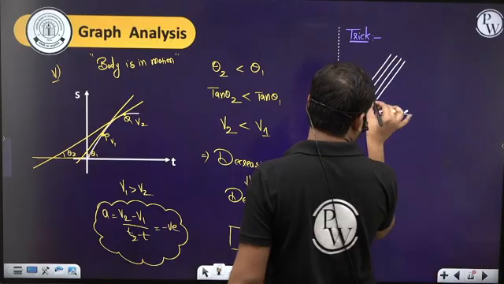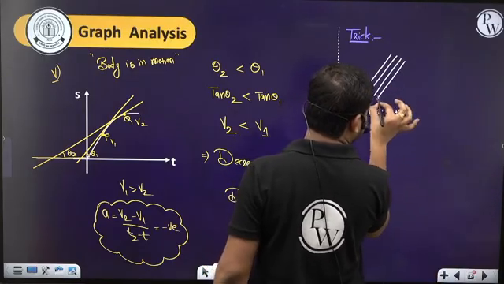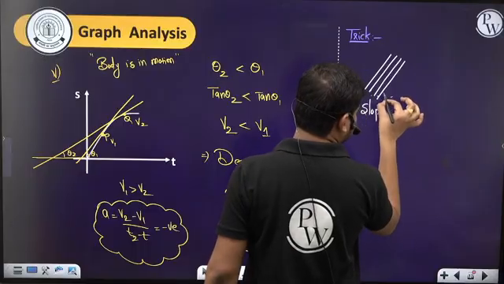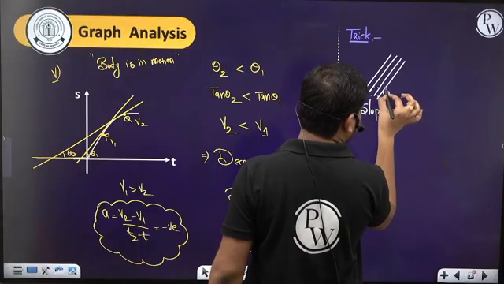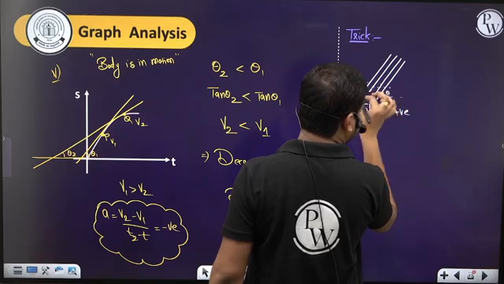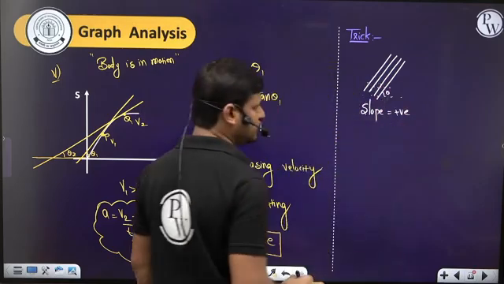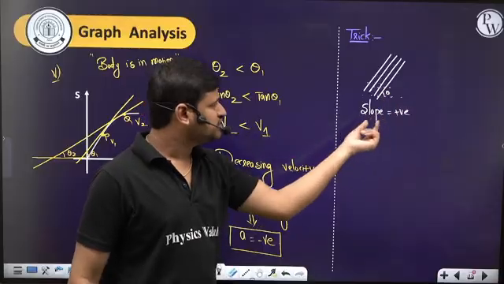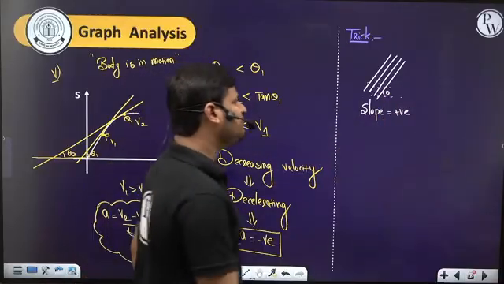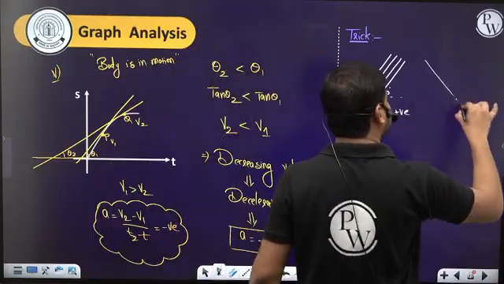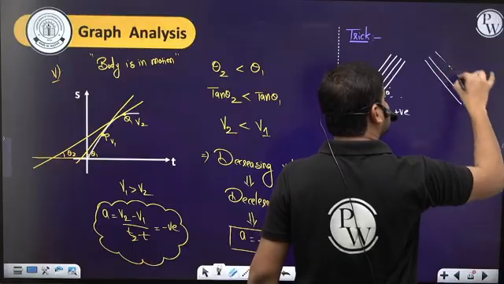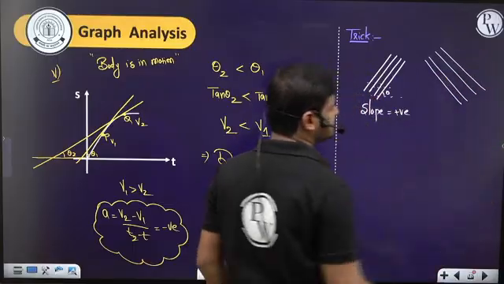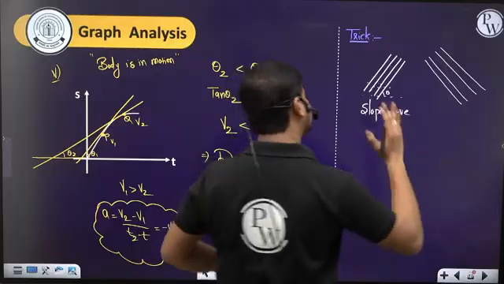How, sir? Consider the x-axis here. Then for this one the theta is acute, for this one the theta is acute, for this one also the theta is acute. As the theta is acute, tan theta will be positive. So that's why slope is positive. And for the slope lines that are like this, slant towards right, slant towards right.